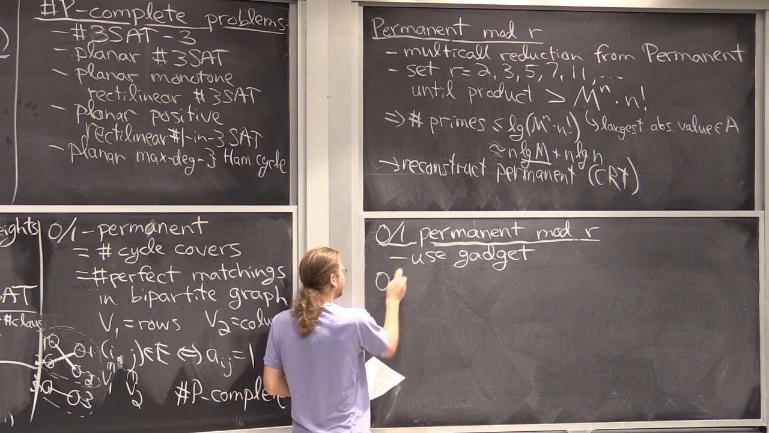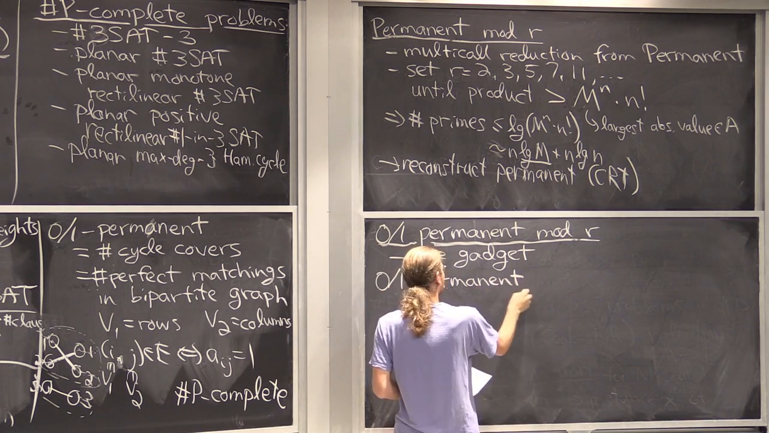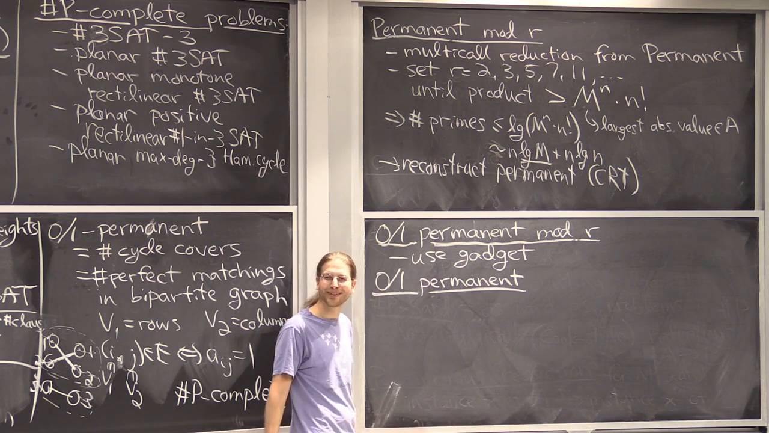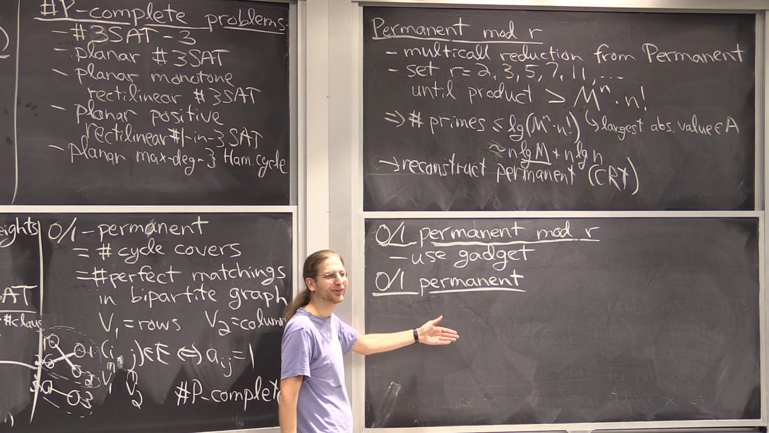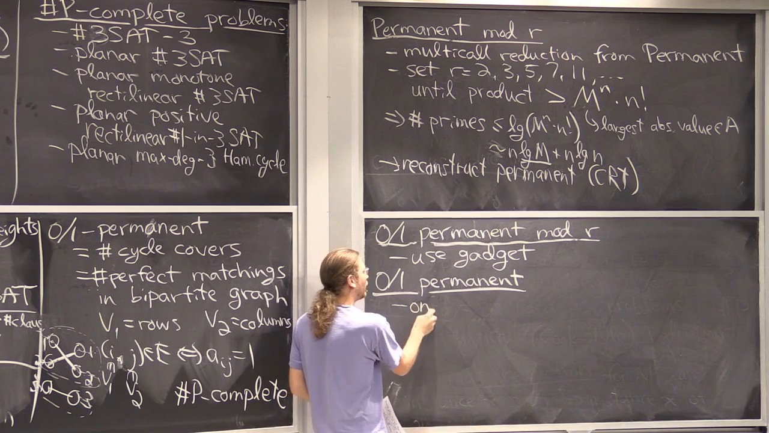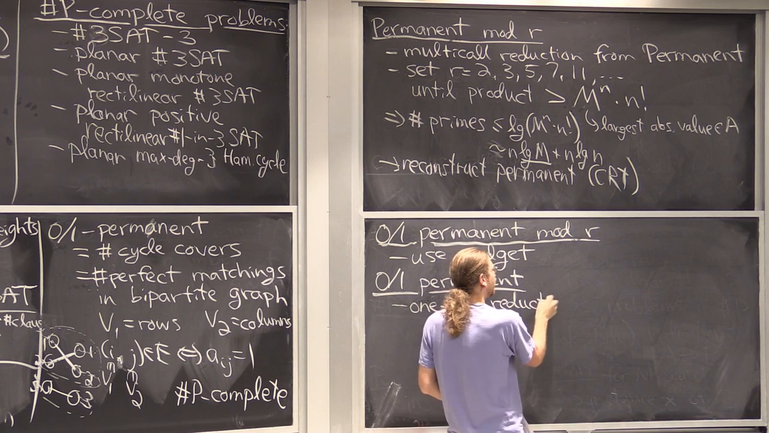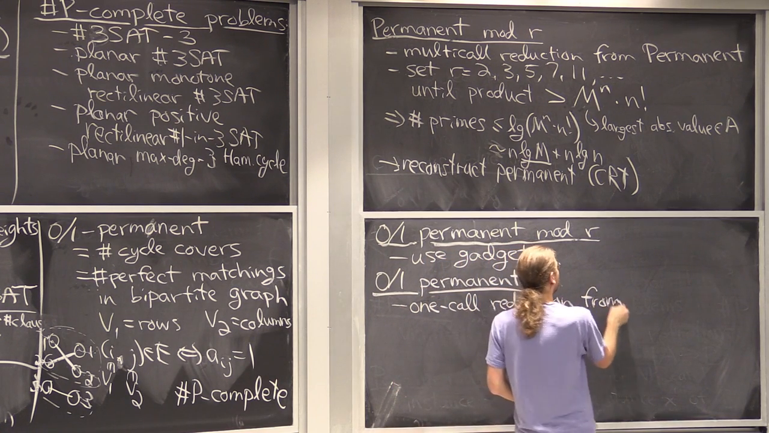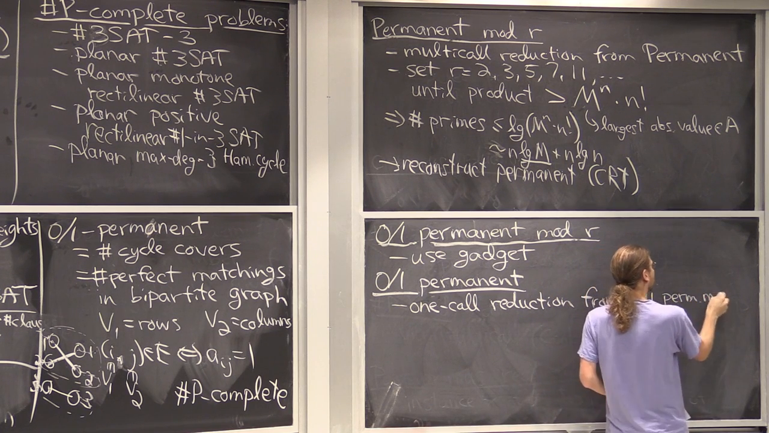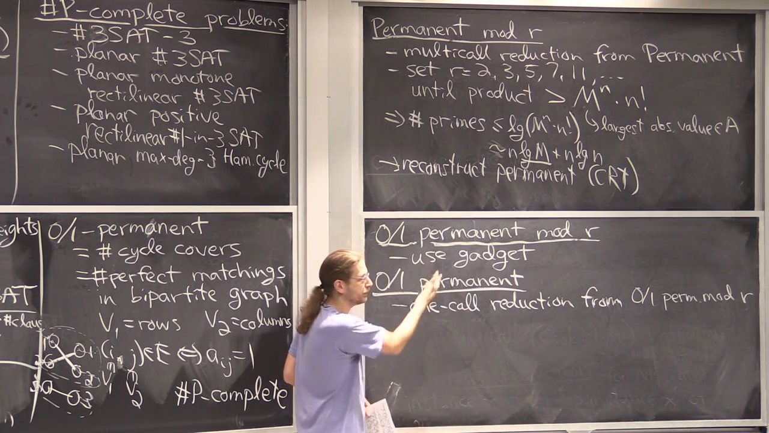Now, finally, we can prove 0-1 permanent is hard. Why? Because if we can compute the 0-1 permanent, we can compute it mod r. Just compute the permanent, take the answer mod r, and you solve 0-1 permanent mod r. So this is what I might call a one-call reduction. It's not our usual notion of one-call reduction, because we're doing stuff at the end. But I'm going to use one call in this setting. Just call it. In fact, we don't even have to change the input. But then when we get the output, we compute it mod r.